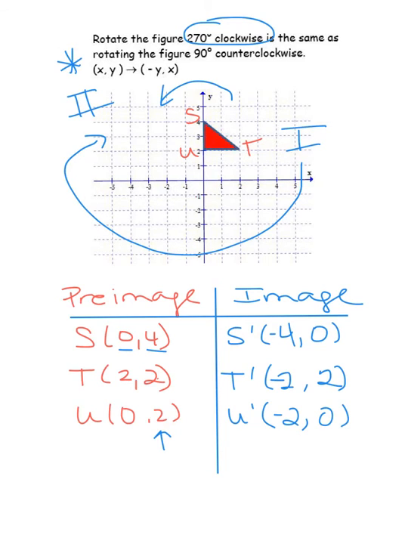So let's plot my points. So I have -4, 0 is here. That becomes S prime. And then my T is -2, 2. And that becomes my T prime. And U is -2, 0. So I'm right there. And that's U prime. And again, I can connect it. And I've now just rotated that figure either 270 degrees clockwise or 90 degrees counterclockwise. They will end up in the same spot.